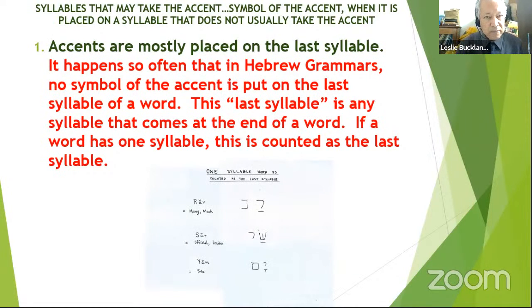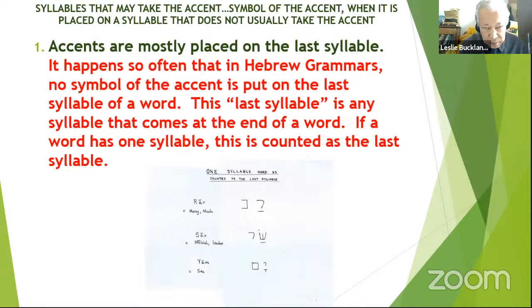Now, the first point is accents are mostly placed on the last syllable of a word. It happens so often that in Hebrew grammars, no symbol of the accent is put on the last syllable of a word. I will be illustrating this in the next few minutes. This last syllable is any syllable that comes at the end of a word. If a word has one syllable, this is counted as the last syllable.